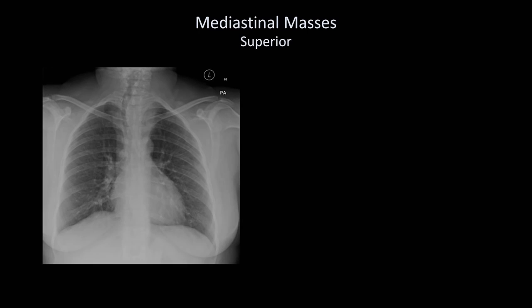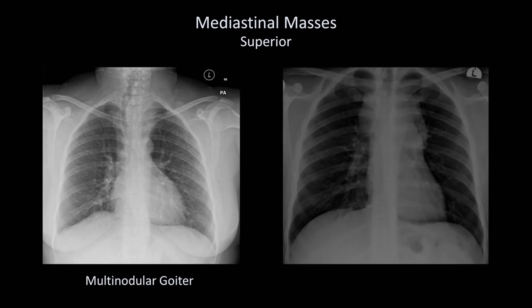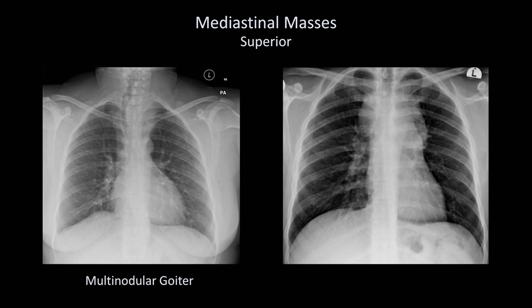Beginning in the superior mediastinum, we see that there is a mass here that is actually causing rightward shift of the trachea. Although you could not know it just from this X-ray, this particular patient has a multinodular goiter. This patient has an even larger mass in the superior mediastinum. This one is from lymphoma.